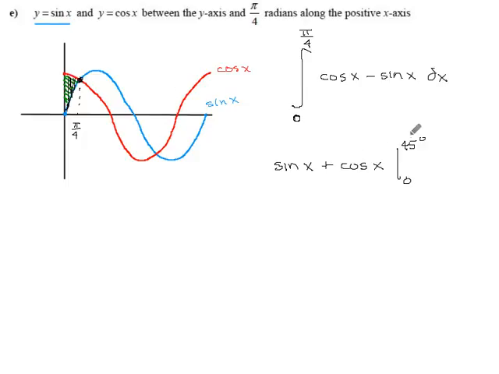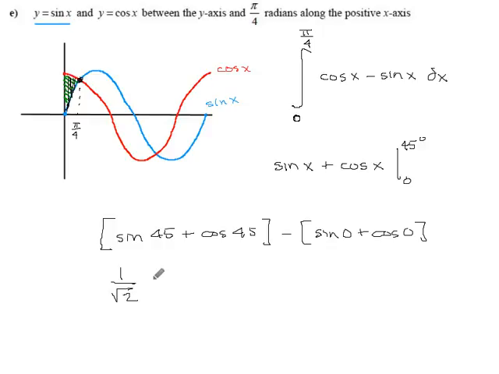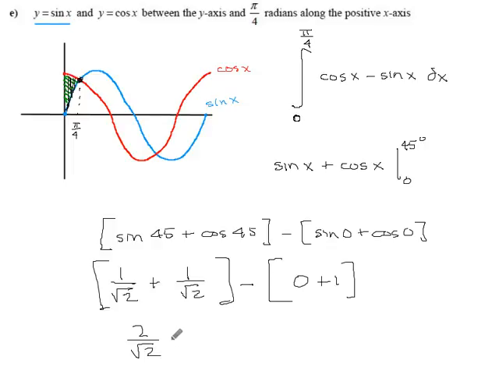So if we plug in our right-hand boundary and our left-hand boundary, we get sine 45 plus cosine 45, or if you're writing pi by 4s right now, that's perfectly fine. We should have the same answer in a moment. And here we get sine 0 plus cosine 0. Okay, sine 45 degrees is 1 over root 2, or 0.707. Cosine 45 is exactly the same amount. And then we get minus sine 0 is 0, cosine 0 is 1. So 1 over root 2 plus another 1 over root 2 is 2 over root 2. And then we get minus 1.